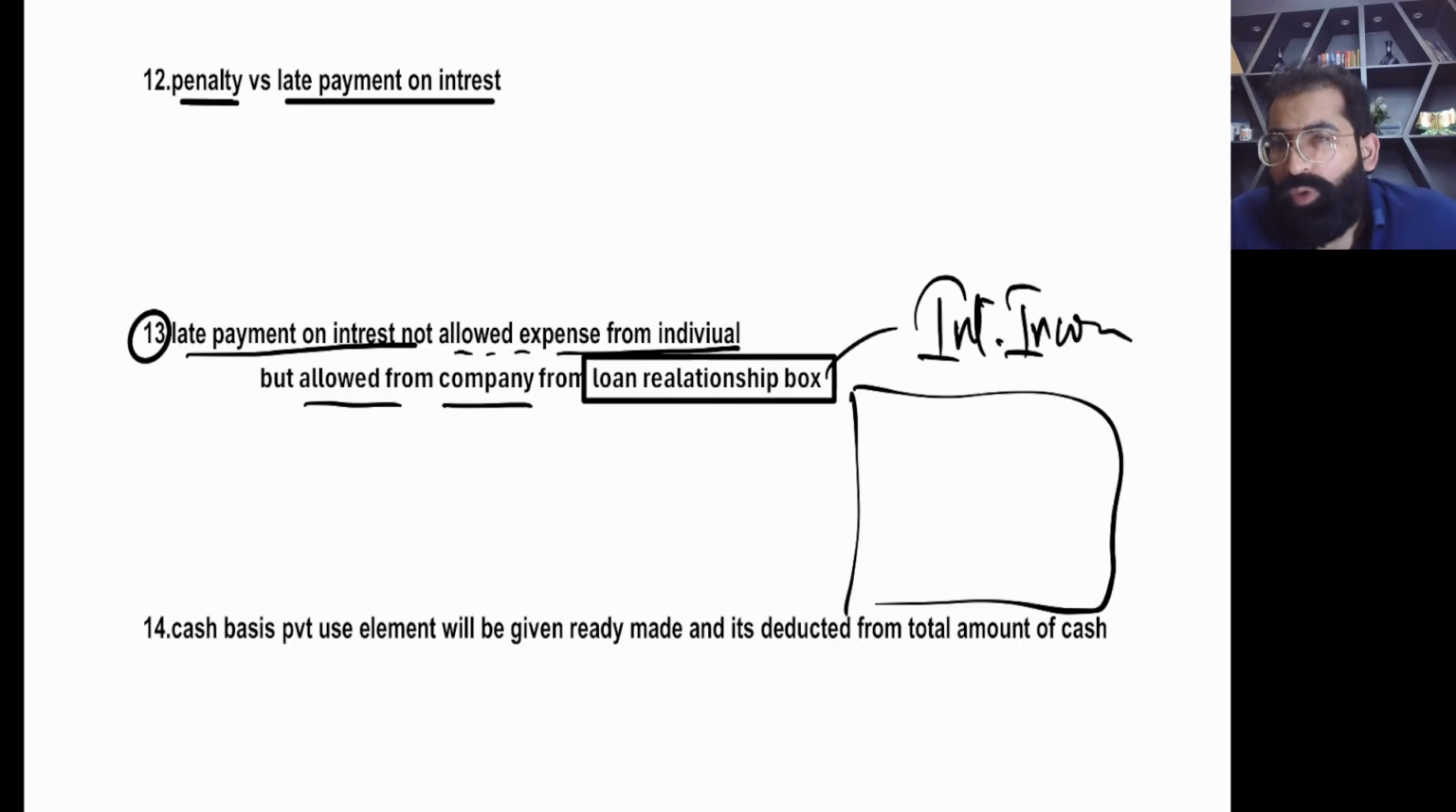And yes, if you are receiving interest income on overpaid taxes, for example, if you pay more taxes, that means government uses your money. So in that case, government will give you interest income, and yes, that interest income is taxable, and that interest income will go in the loan relationship box. This is the difference between individuals and companies.